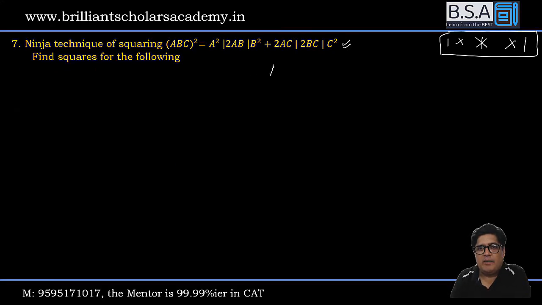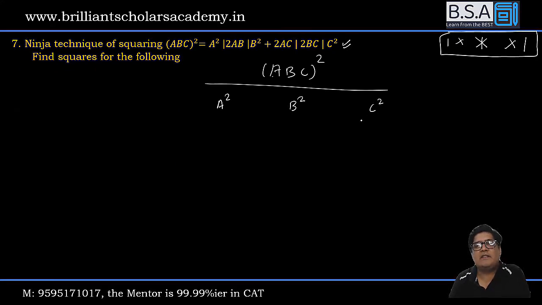I want a square of number a, b, c. The idea is a square comes in the first place, then comes b square, then comes c square. See, there's a gap. A is the first place, b is second place, c is third place. In the gap, you will have multiplication and double of the numbers. The gap is between ab, so 2ab. The gap is between b and c, so you will have 2bc. What is missing? AC.